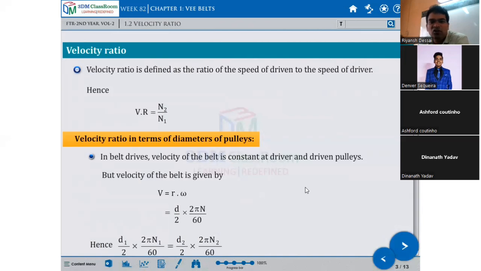Velocity ratio is defined as the ratio of speed of the driven to the speed of the driver. Right? So here the driven is the follower. Driven and follower are the same. And the driver is connected to the prime mover or motor. Generally it's connected to the motor. So this is a driver. Velocity ratio is defined as the ratio of speed of driven to the speed of the driver.